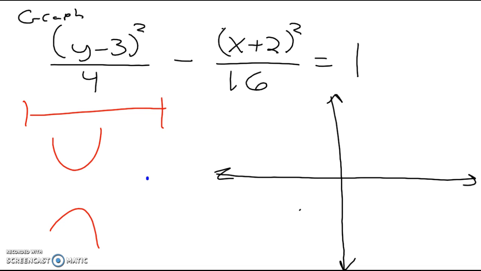Now, based on the equation, we can see that the center is at -2, 3. So we have -2, 3.